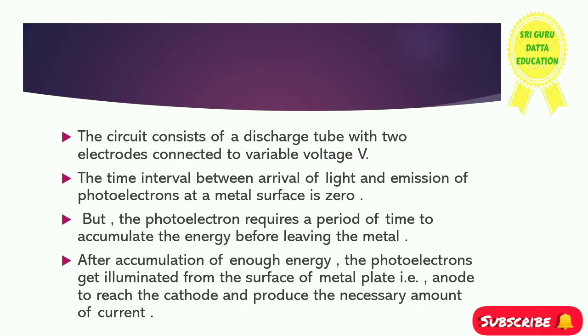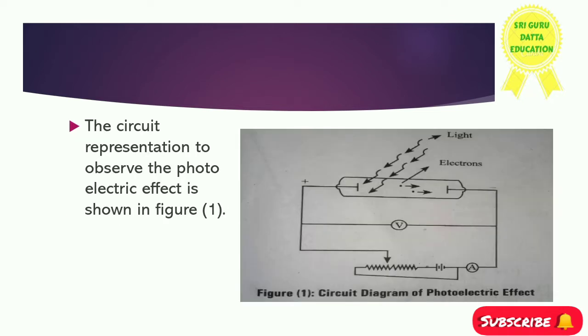The time interval between arrival of light and emission of photoelectrons at a metal surface is 0. Here the time interval between light falling on the metal surface and emission of photoelectrons is 0. That means at the same time the light arrives and the photoelectrons are emitted from the metal surface.